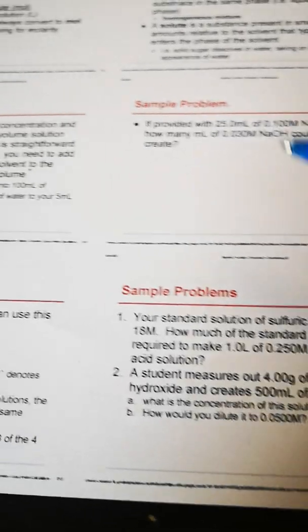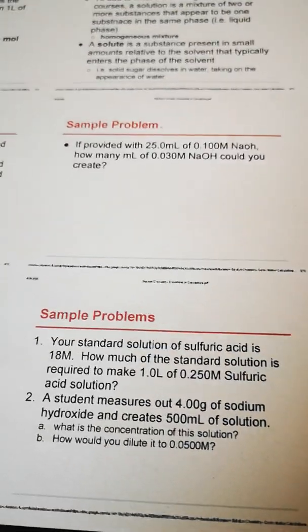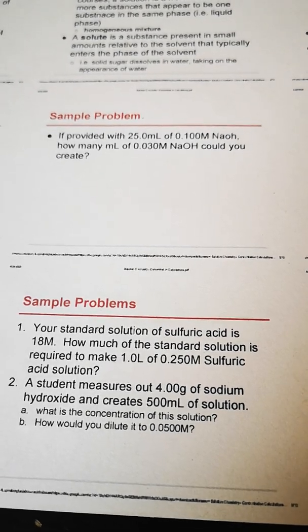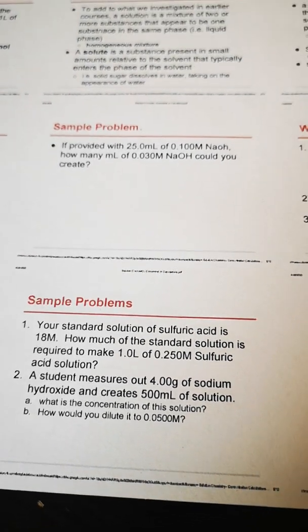So in question number 1, our standard solution of sulfuric acid is 18 molar. How much standard solution is required to make 1 liter of 0.250 molar sulfuric acid? So for question number 1 here, let's see.